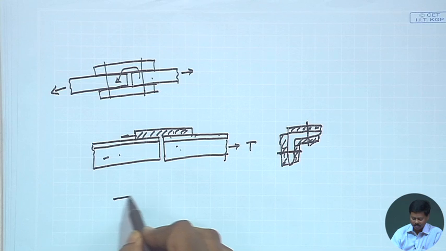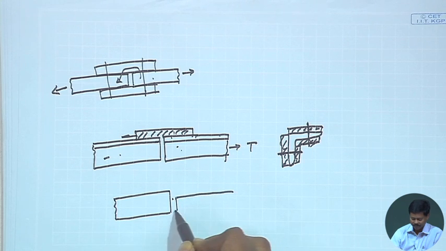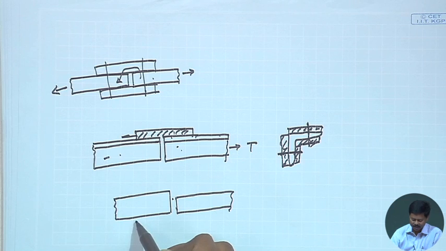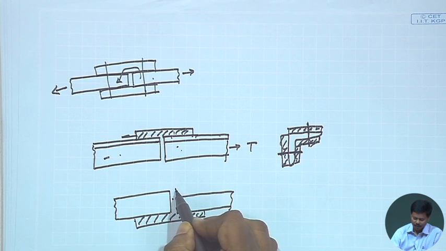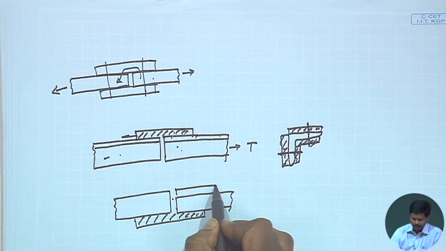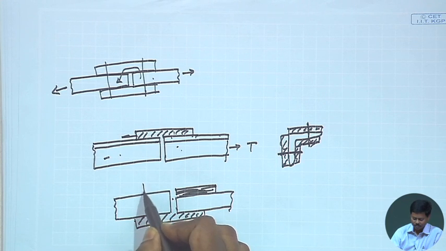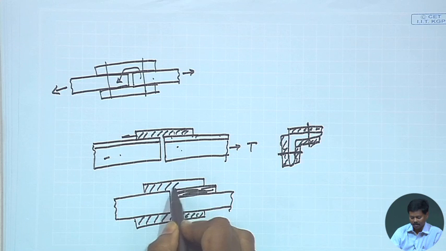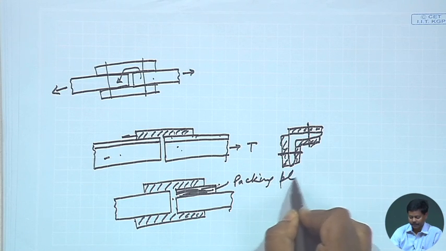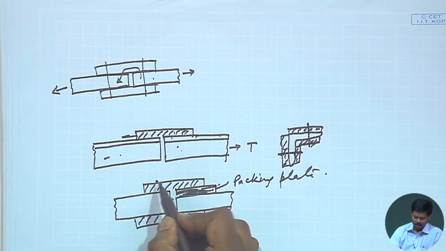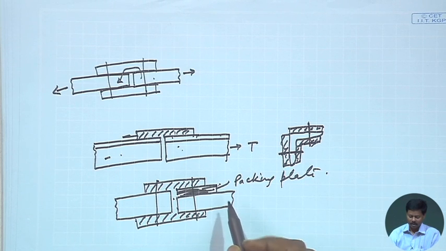Another case happens when, for example, members with different sizes, that means different thicknesses, are joined. In such cases, what can we do? We can make a splice on this face, but here we have to provide a packing plate. This is called a packing plate. We provide a packing plate to fill up the gap, and then we can provide a splice like this. Then I can join this by bolt connection or rivet connection, whatever we feel. In this way one can design the splices.